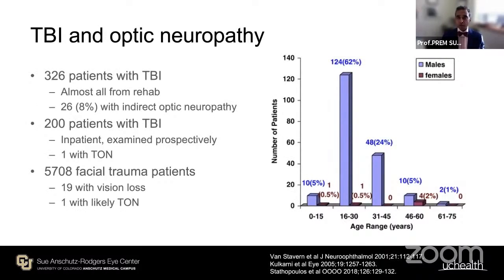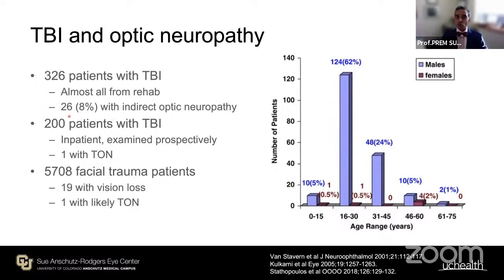Now, there's some controversy as to how frequently it is, looking at the other way, of those patients who have TBI, traumatic brain injury, how frequently they have optic neuropathy. And the reason I think there's some controversy is because the literature is different depending on how you look at this question. So if you look at patients who are referred to neuro-ophthalmologists, 326 patients sent from hospital units to the neuro-ophthalmologist, 8% of them had traumatic optic neuropathy. That seems like a huge number.